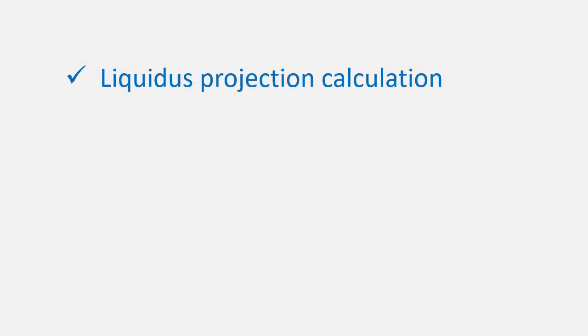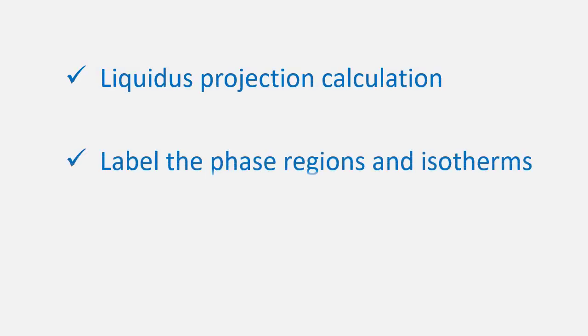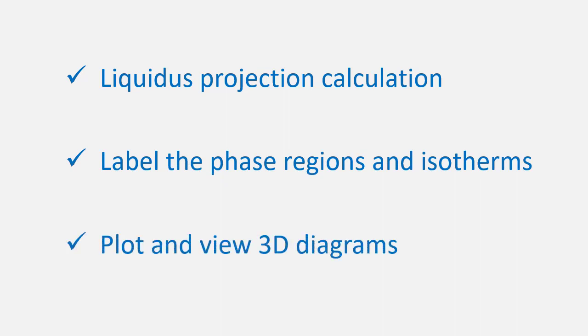From this video, we learn how to calculate the liquidus projection, label the primary phase regions and isothermal lines, and how to plot and view a 3D diagram from the table.